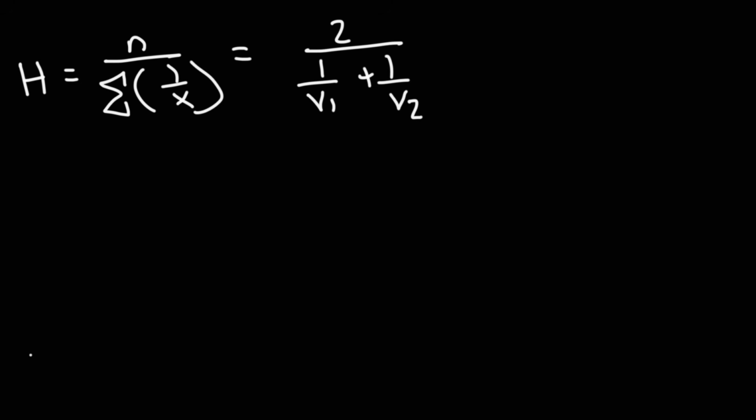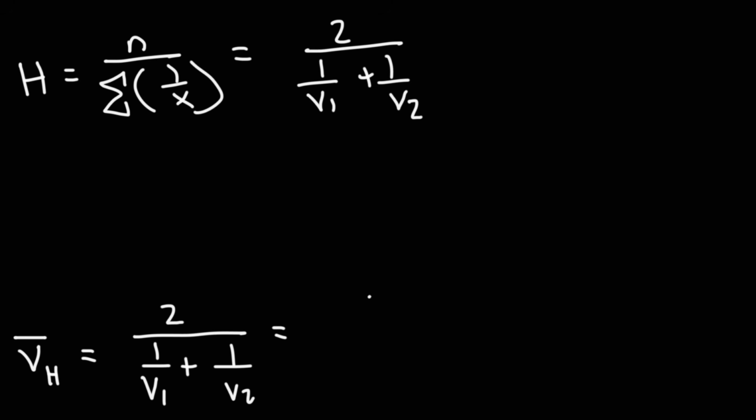So I'm going to rewrite the formula this way. The average velocity using the harmonic mean formula is going to be 2 over 1 over v1 plus 1 over v2. So 2 divided by 1 over, the first velocity was 80, the second velocity was 50.